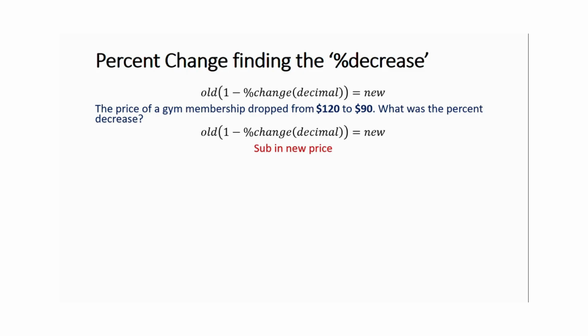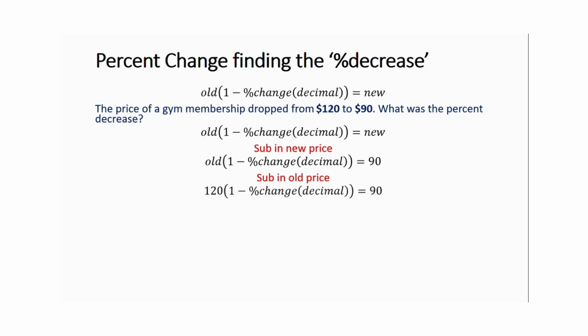So we know the new price, so we substitute that in, $90. We know the old price, which is $120, so we substitute that in. Now we're looking for the percent change. We will divide both sides by 120. So on the left side, the 120 disappears and we're left with what's in the brackets. On the right side, 90 divided by 120 is 0.75.